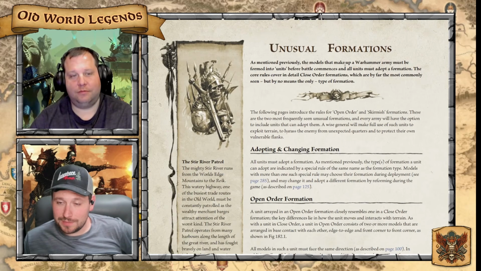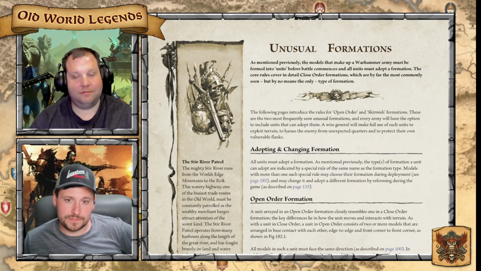Well, the next topic is going to be all the different formations you can do and all the different reasons why it gets crazy, like, for example, the open order in terrain. So we'll talk about that next time.